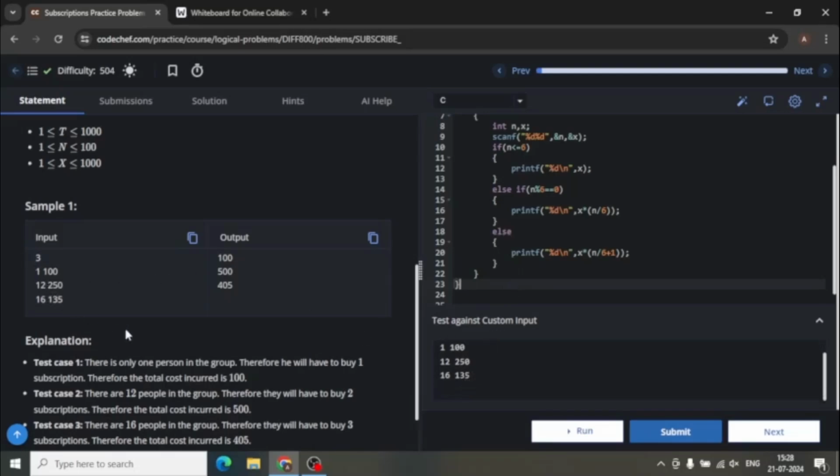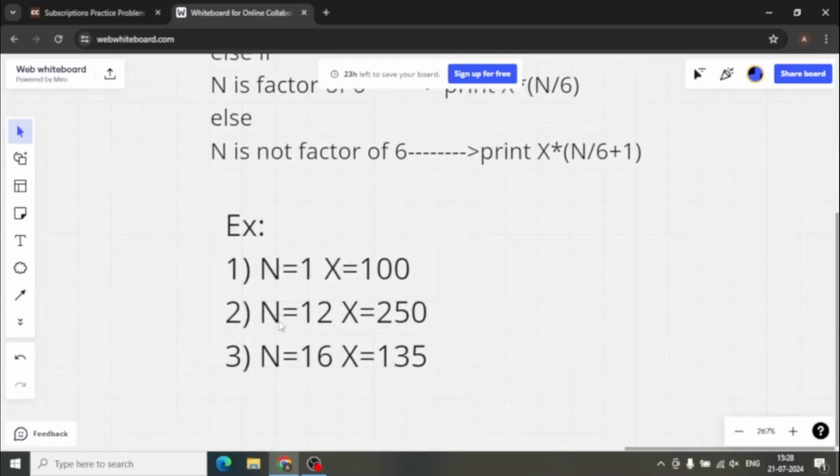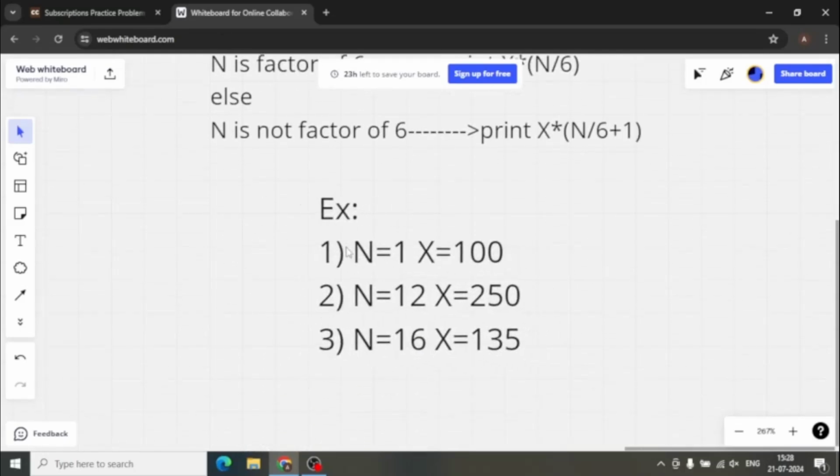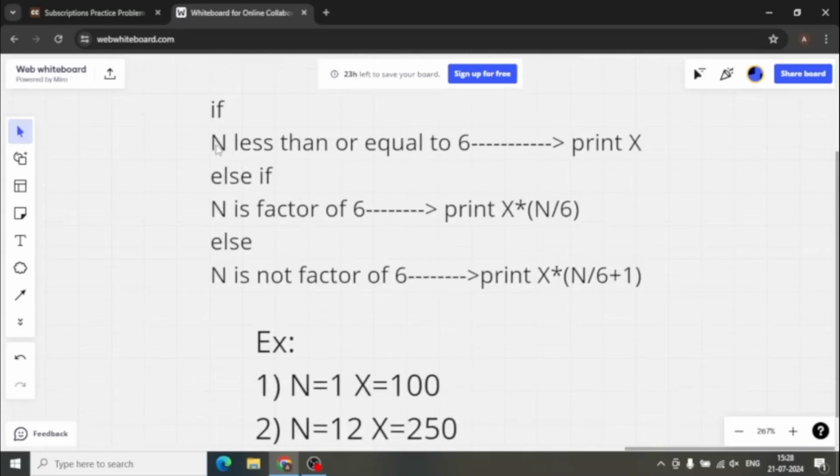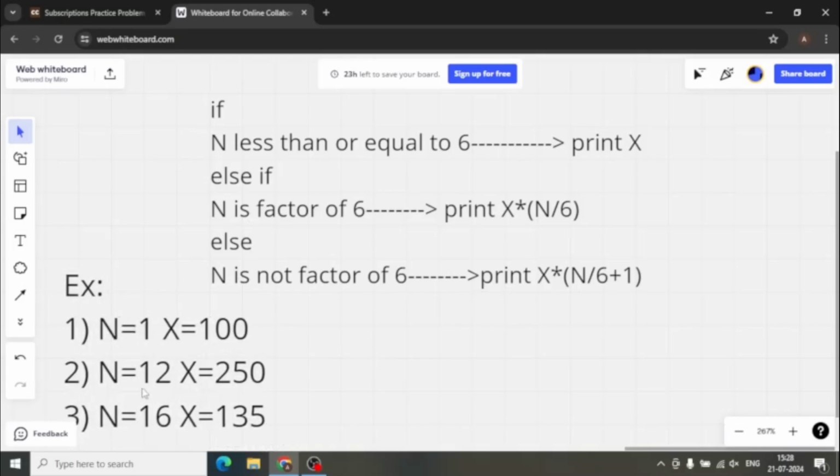Let's test these 3 test cases. First, n is equal to 1 and x is equal to 100, that means n is less than or equal to 6. Second, n is equal to 12 and x is equal to 250, that means n is a multiple of 6. Lastly, n is equal to 16 and x is equal to 135, that means n is not a multiple of 6 and also not less than or equal to 6.